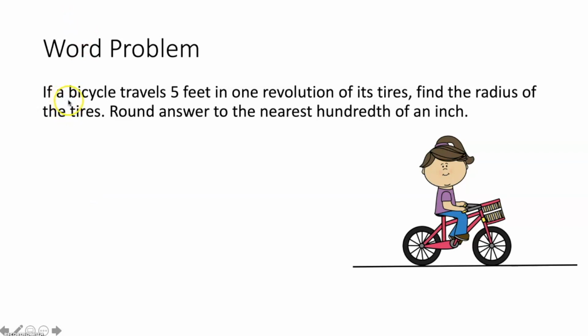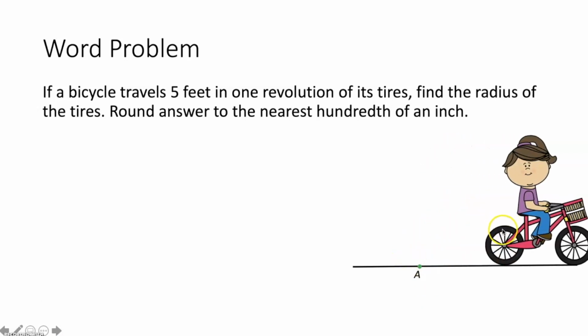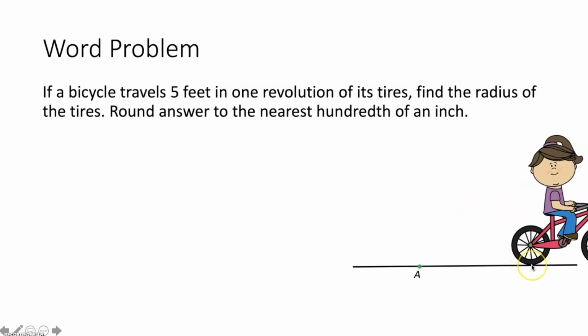Now, the word problem says if a bicycle travels 5 feet in 1 revolution of its tires, find the radius of the tires. Round answer to the nearest hundredth of an inch. So let's see what this looks like. This girl is going to start at a starting point. So we're going to put a little tick mark on the tire. And then it's going to rotate around 1 revolution until it gets right back to that same exact spot. And that distance that she has traveled is 5 feet.